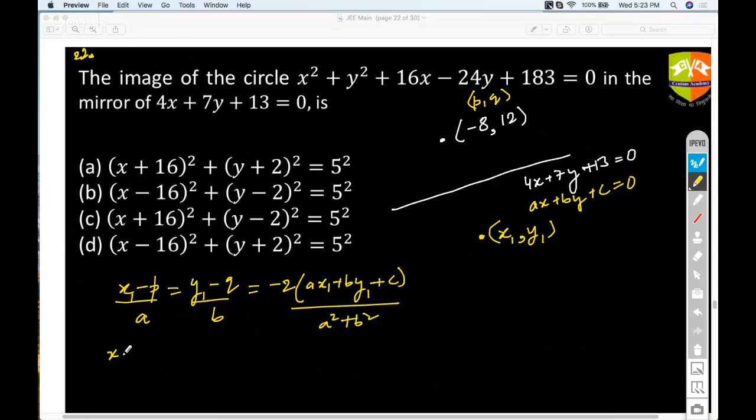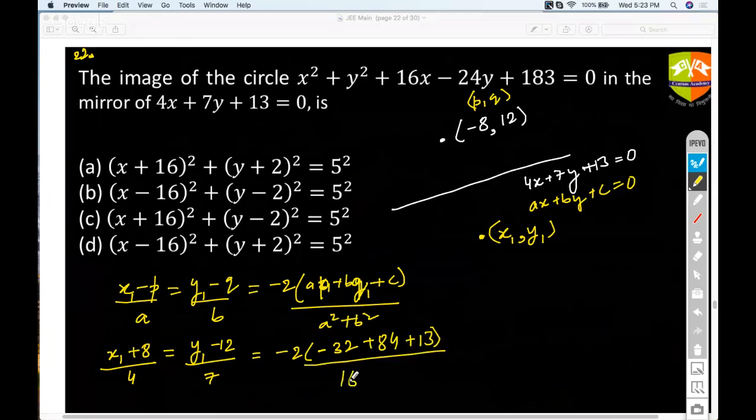So (x1 plus 8) by a, where a is 4. (y1 minus 12) by b, where b is 7. Is minus 2 times ap. Sorry, not ax1, ap and bq. So ap is going to be minus 32, bq is going to be 84, plus 13, by a square plus b square, that's going to be 16 plus 49. Correct?